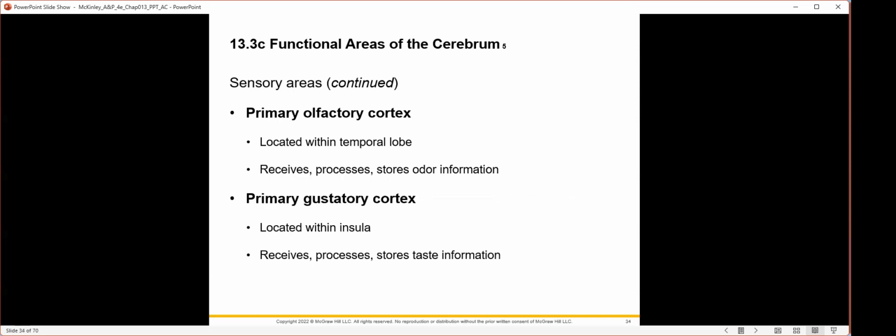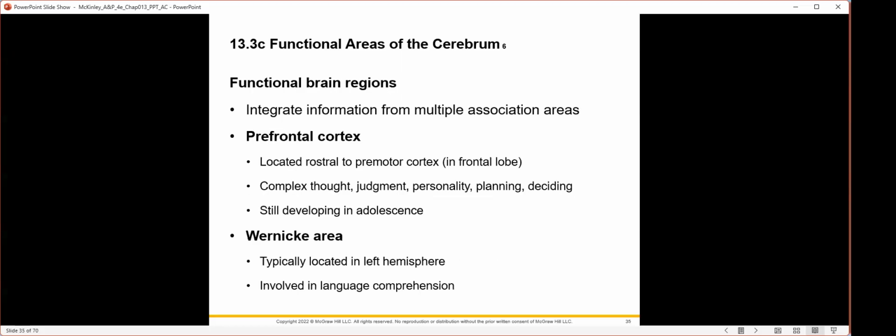For smell, we have the primary olfactory cortex, also present in the temporal lobe. And then for our sense of taste, the gustatory cortex is found within the insula. Let's look at some functional areas as well. Again, this is a lot. I would suggest making note cards for these associated with each lobe.